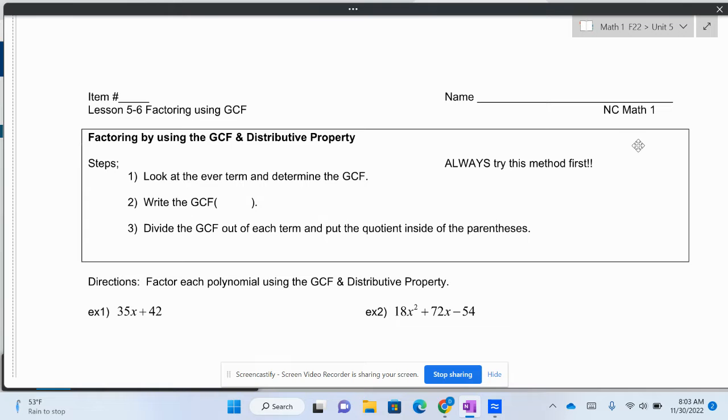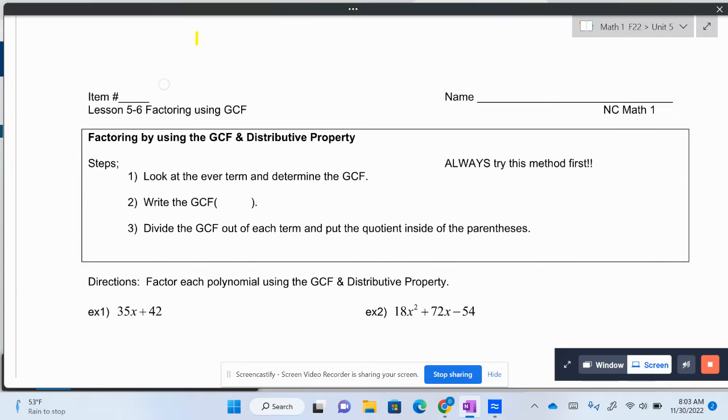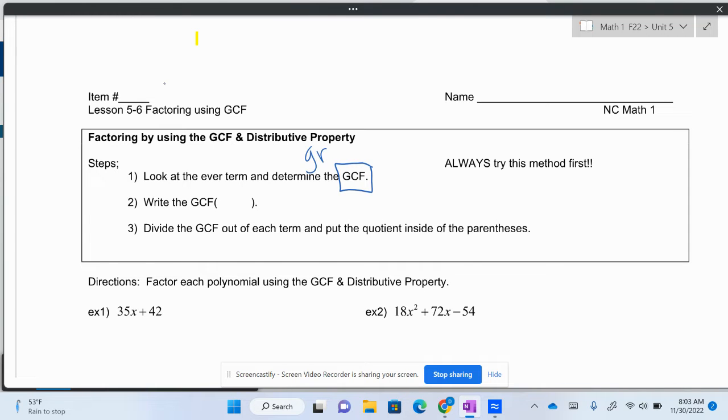So for the steps for doing that, the number one most important thing is you always want to look for a GCF. That stands for greatest common factor, in case you guys forgot. You always want to look for greatest common factor. Okay. So I'm going to give you an example. If I had 2x squared minus 4x plus 6.